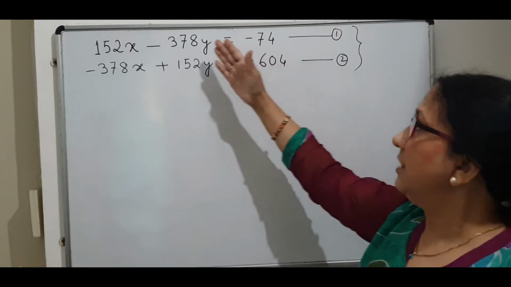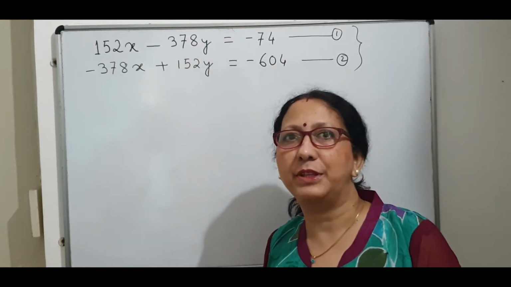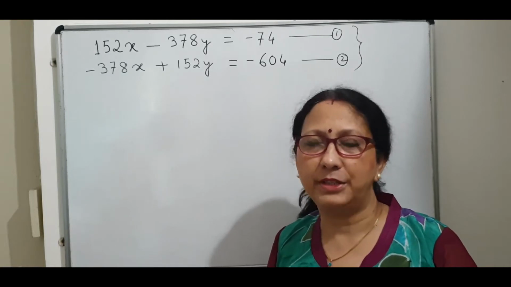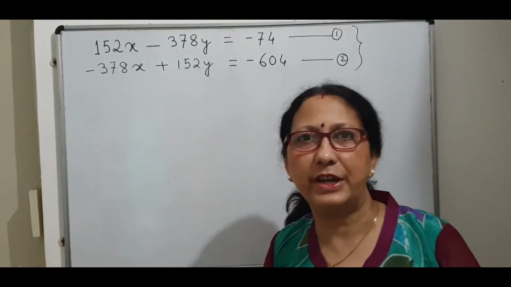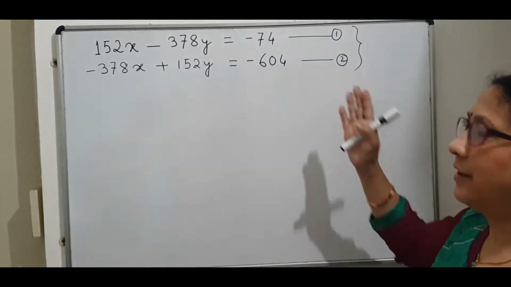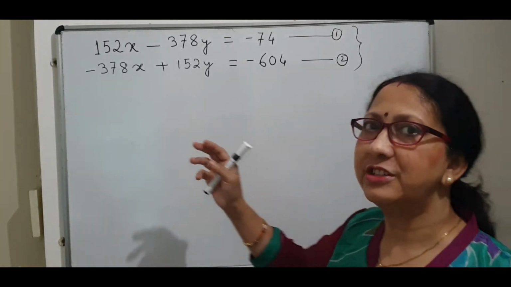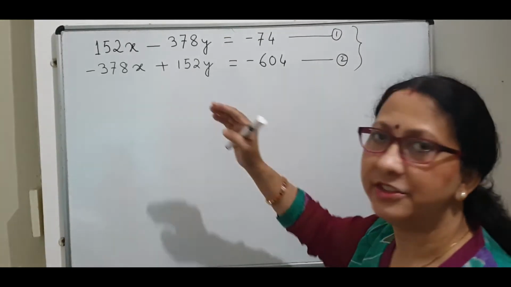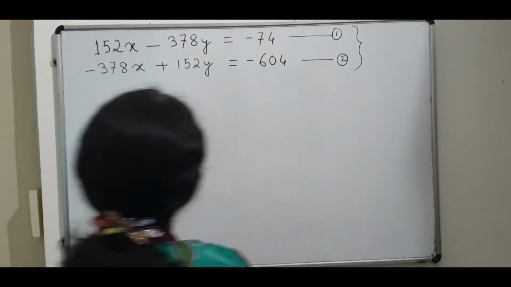So obviously, if I solve this by the method of cross multiplication or method of elimination or method of substitution, it will be very difficult to solve. The calculations will be very big, so it will be very difficult to handle. So in that case, you always have to observe the coefficients of x and y, and generally in this type of question you will find the interchanging coefficients.